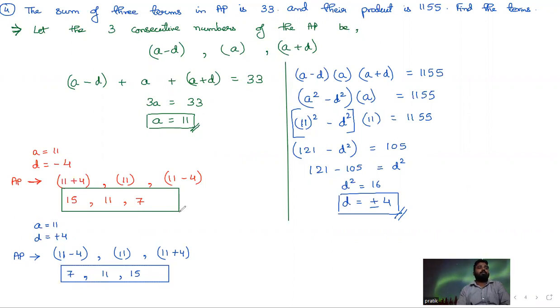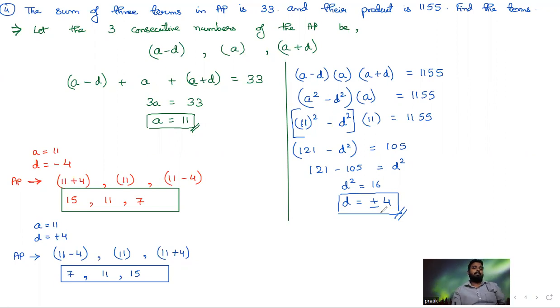There are two different APs based on whatever is in the paper. In case they mention that it is an increasing AP, then I have to consider that the common difference is going to be plus 4, not minus 4, in case they mention it in the question. Since it has not been mentioned, we'll consider it like this.